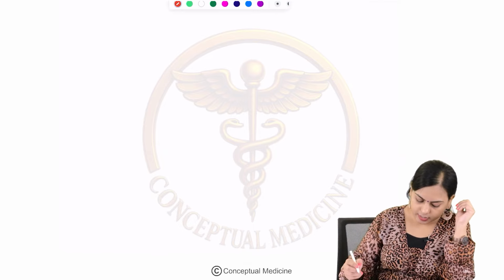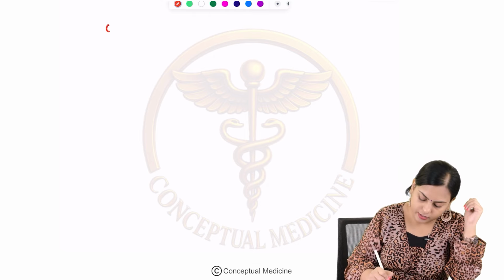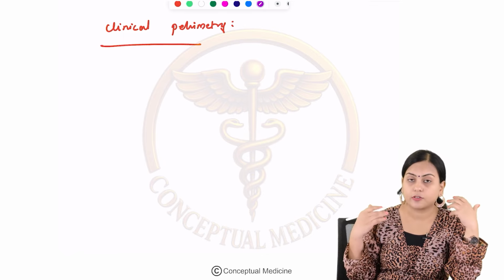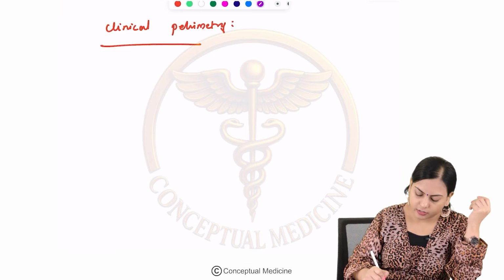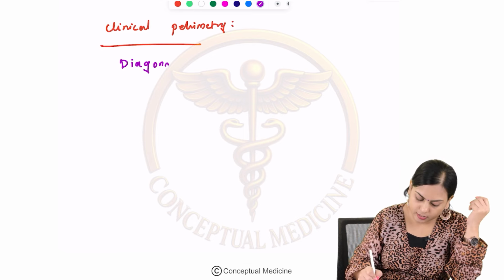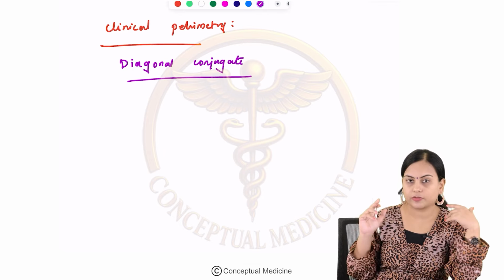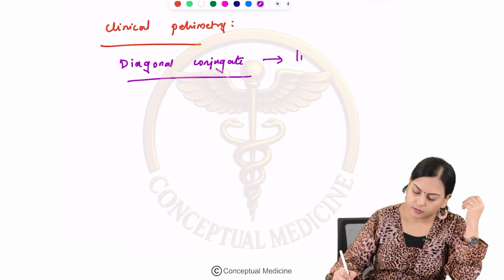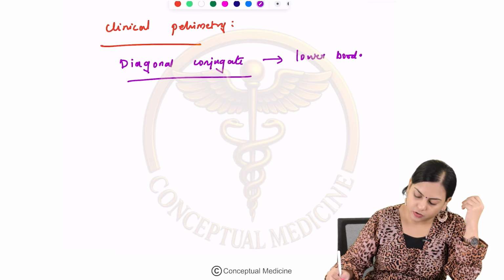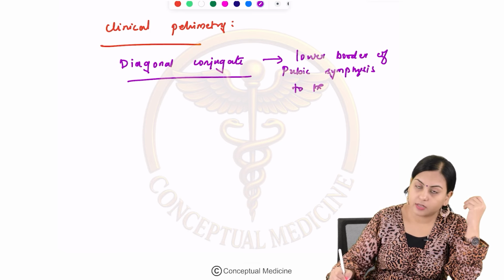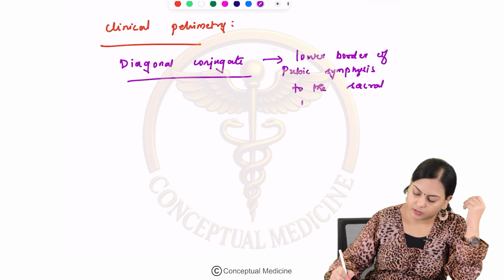Clear? Right. So we have something called clinical pelvimetry, where we measure the pelvic diameters. In clinical pelvimetry, we measure the diagonal conjugate, because it is the only measurable conjugate in the anteroposterior diameter of the inlet of the pelvis. It is measured from the lower border of the pubic symphysis to the sacral promontory.